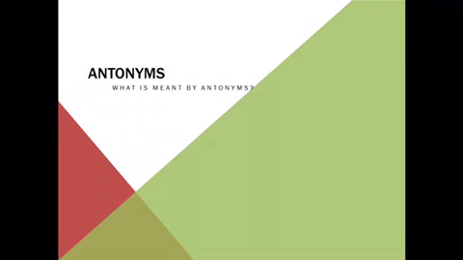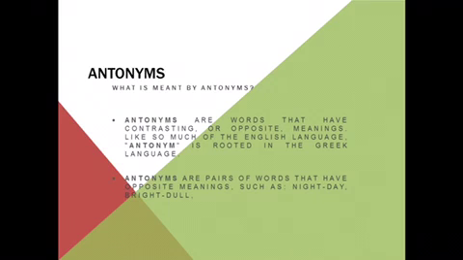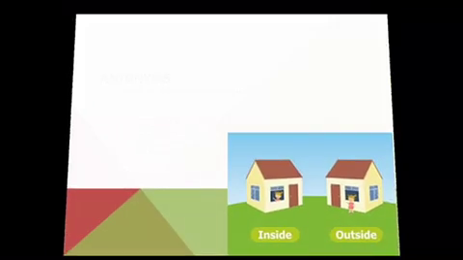Antonyms are words that have contrasting or opposite meanings, like so much of the English language. Antonym is rooted in the Greek language. In fact, in the Greek origin of the term, anti means opposite, while onym means name, so we have an opposite name that makes sense. Antonyms are pairs of words that have opposite meanings, such as night and day, bright and dull.